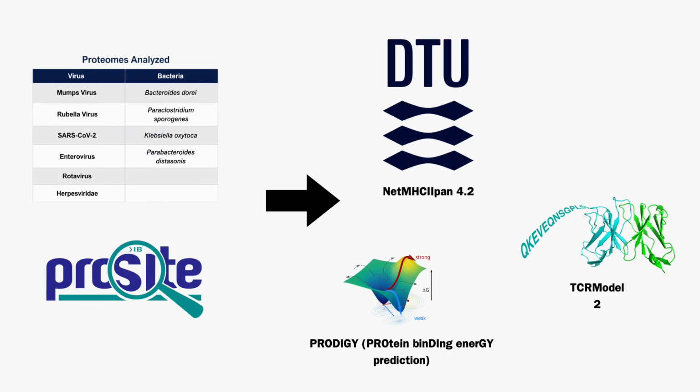I ran those patterns across the proteomes of viruses and bacteria linked to T1D using ScanProSite, and the search identified 1,092 candidate peptides. Each candidate then went through 3 tools. First, NetMHC2Pan to predict how well the peptide actually binds the MHC molecule. Second, TCR Model 2 to build and visualize the full TCR peptide MHC complex and score how well that complex holds together. And third, Prodigy to calculate the binding energetics and thermodynamics of how favorable the interaction really is.